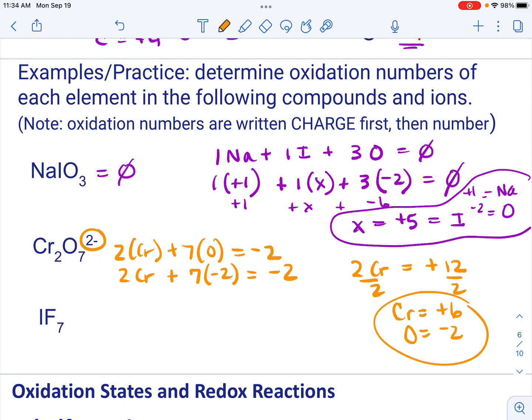All right. Finally, I'm going to do IF7 the way I would really do this. This all has to add up to 0 because it's a neutral compound. So my brain pictures this as 2 halves. The fluorine would be -1 each, so that gives me a total of -7. That means this has to be a total of +7, and there's only 1 iodine there. So this would be I equals +7, and F equals -1.